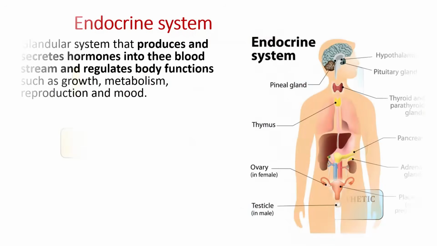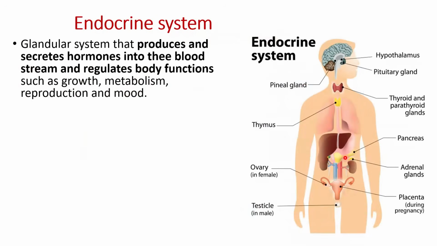A slower communication is brought by the endocrine system. So the endocrine system is related to hormones. Maybe you've heard about estrogen, testosterone, and vitamin D being one of the hormones and such. So that is related to the endocrine system.